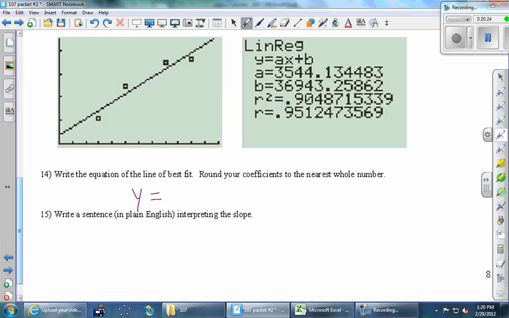y equals, instead of a, what number are we putting? 35,044. According to the equation, what do you put right next to the a? You put an x. Plus. Instead of the b, what do we put? 36,943. We'll just round. First, is it clear how to get that equation?